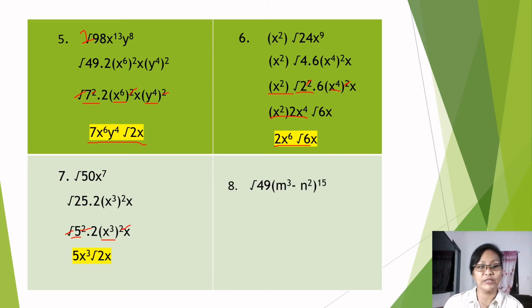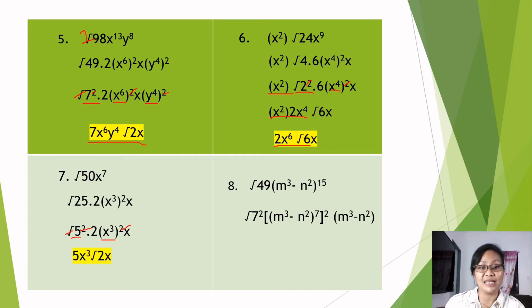Number 8, square root of 49 times m cubed minus n squared raised to the 15th power. So in this case, the same steps. 49 can be factored as 7 times 7 or 7 squared. And then m cubed minus n squared can be factored with m cubed minus n squared. So 15 cannot be divided by 2, so minus 1, so we have 14. So 14 divided by 2, we have 7. So we have 7 here. And then the remainder 1 will be written outside.